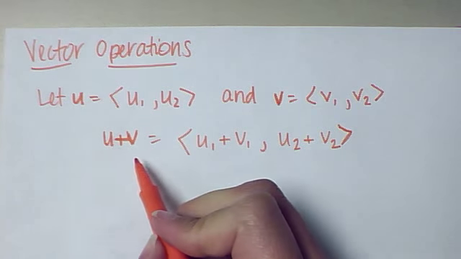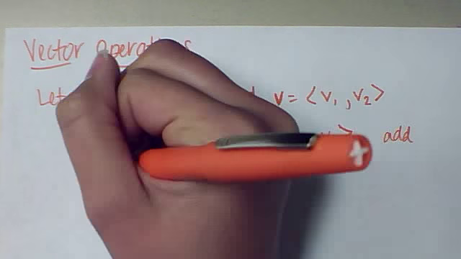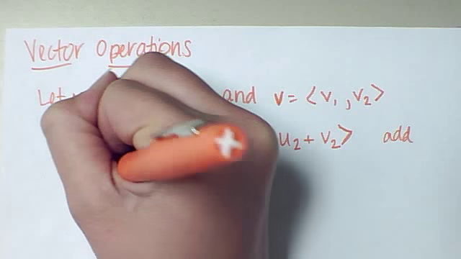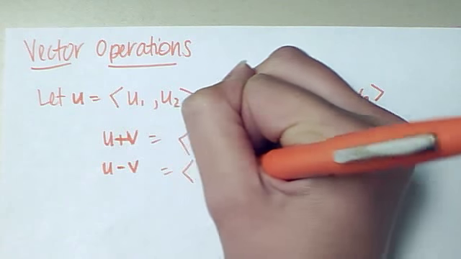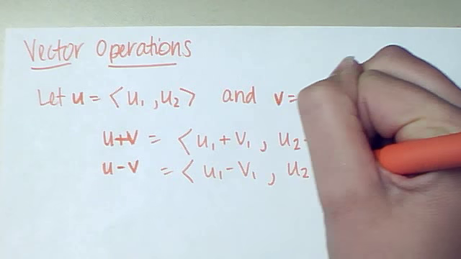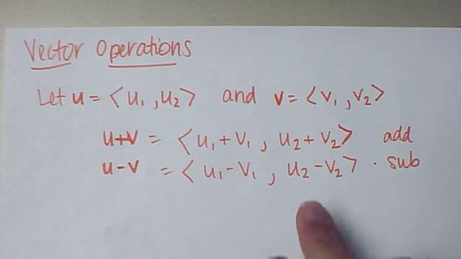So when I want to add two things together, I just add their components. That's the rule for adding. The rule for subtracting is very similar. So if I want to do u minus v, I do u1 minus v1, and u2 minus v2. So I just subtract their components.